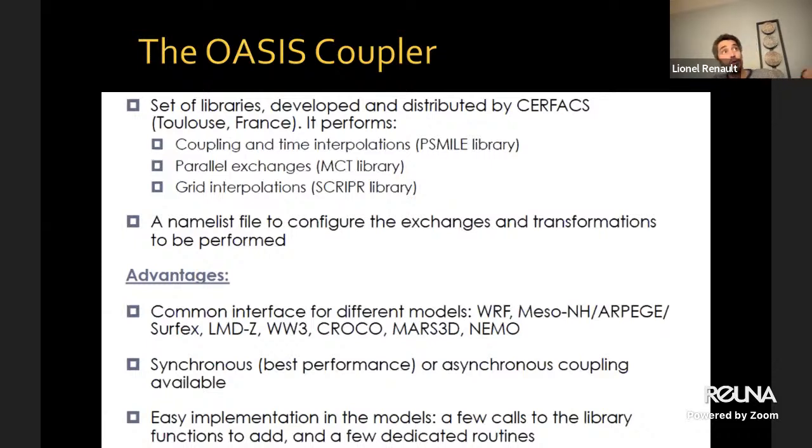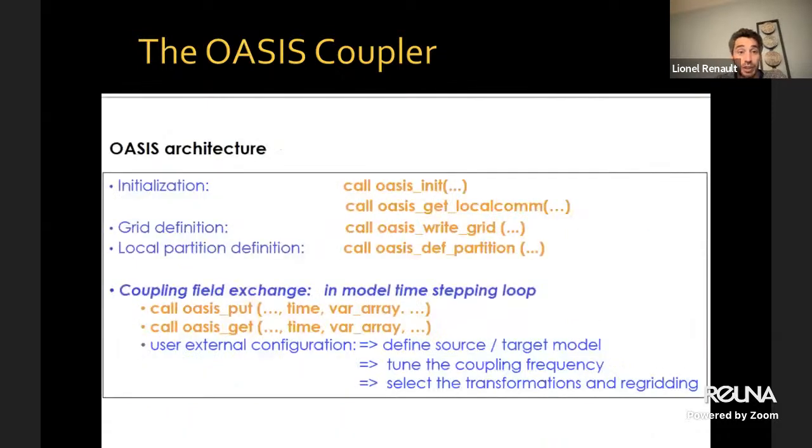So basically, for example, CROCO will run 1 hour, and then WRF will run 1 hour, and they will exchange at the end of this hour. But basically, they are waiting for each other, so we are using computational capabilities for nothing. In any case, it's very easy to implement now because it has been done in many models. There are a few calls to OASIS to add, and we have to write a couple of new routines. So it's already done for WRF, CROCO, and WaveWatch.